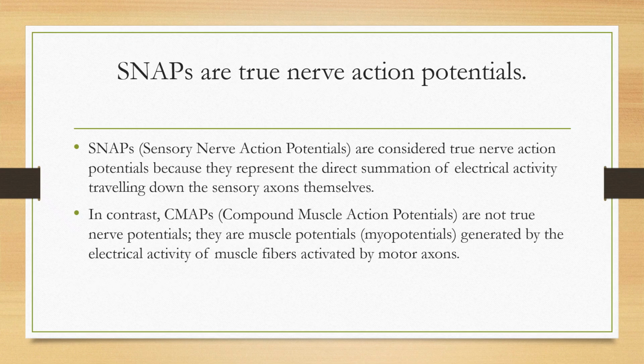Sensory nerve action potentials are true nerve action potentials. SNAPs are considered true action potentials because they represent the direct summation of electrical activity traveling down the sensory axons themselves. In contrast, compound muscle action potentials are not true nerve potentials. They are muscle potentials generated by electrical activity of muscle fibers activated by motor axons.